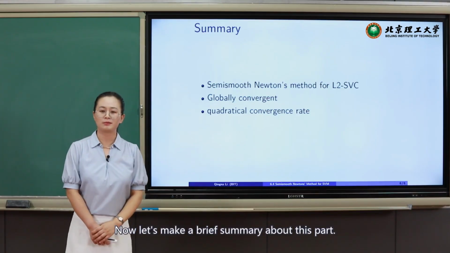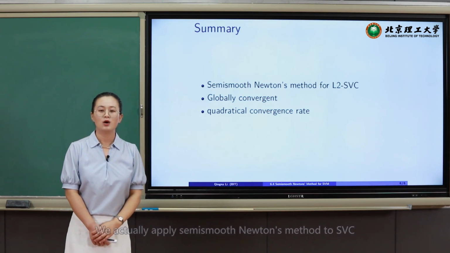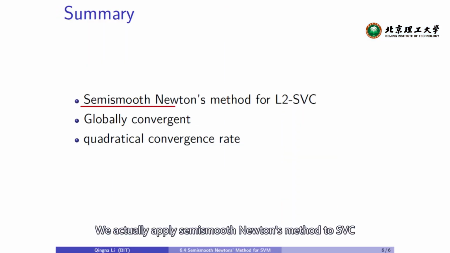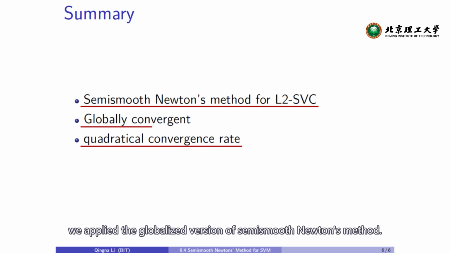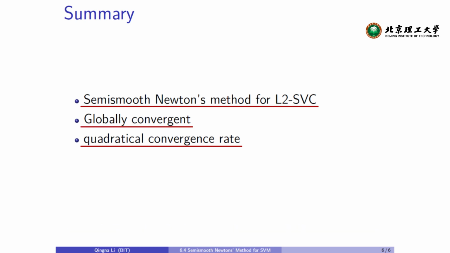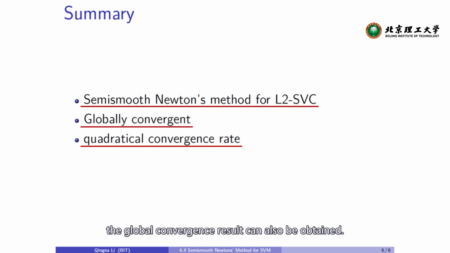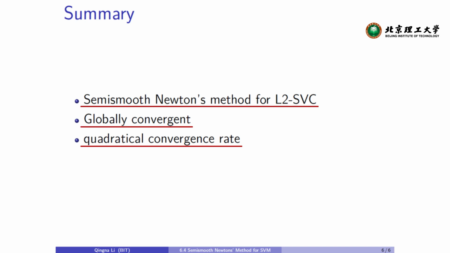Now, let's make a brief summary about this part. We actually apply semi-smooth Newton's method to SVC and SVR problems. When we apply it to the SVC problem, we can get quadratic convergence rate. And notice that we applied the globalized version of semi-smooth Newton's method. Therefore, the global convergence result can also be obtained. For the SVC and SVR problems, we can both get the result of global convergence and quadratic convergence rate.